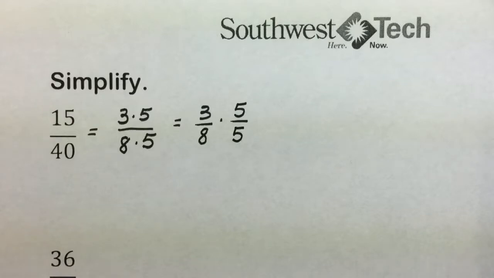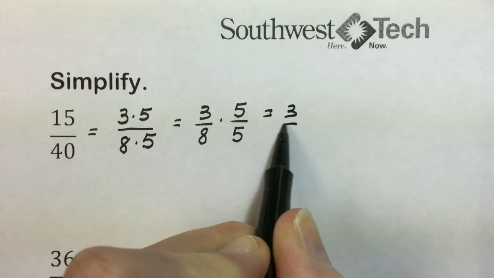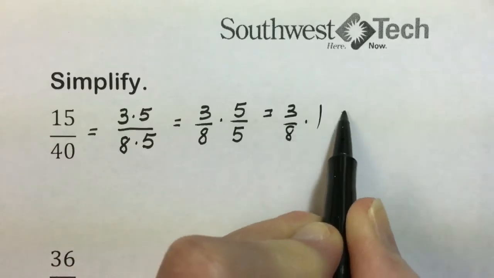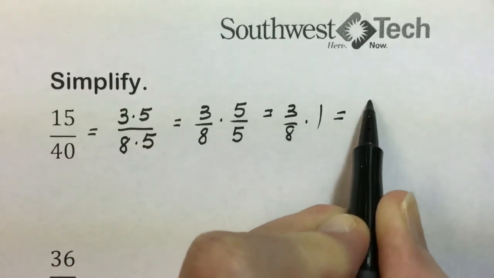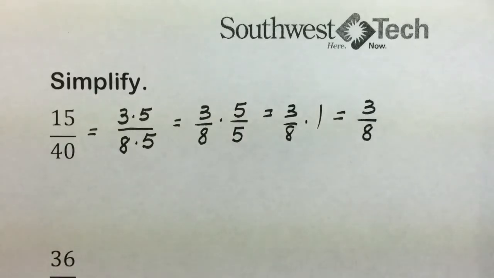When we use our multiplication of fractions, the 5/5, anytime we have a number divided by the same number, it results in a value of 1. So we have 3/8 times 1. And anytime we multiply by 1, we get that quantity. Now this is the justification.